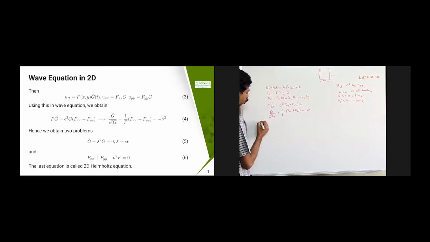So therefore, you are going to get two equations now. Actually, we will get three equations. Okay, we will see. So g double dot plus mu square c square g equal to 0, that is the first equation. Equation number 2 is you have now fxx plus fyy, okay, plus mu square f equal to 0.